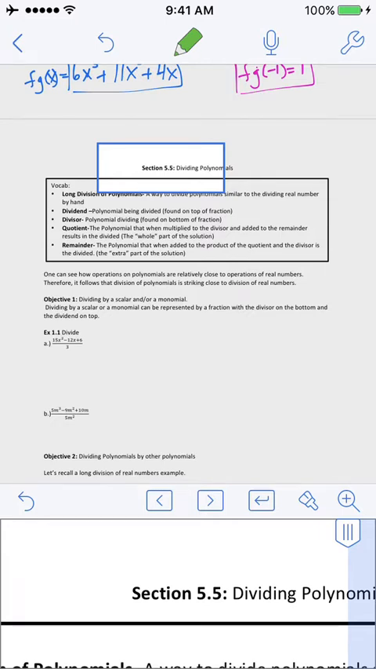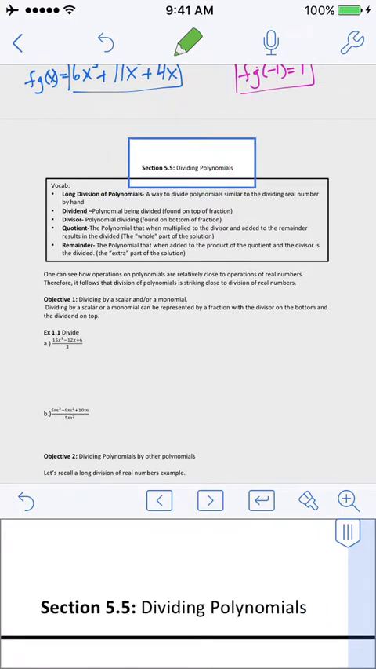Alrighty, section 5.5, dividing polynomials. So we're coming to a close on our operations on polynomials. We've done addition, subtraction, we've composed functions in polynomials, we've multiplied in the last section, so now we're going to divide, and that'll be our 5 basic operations of polynomials.